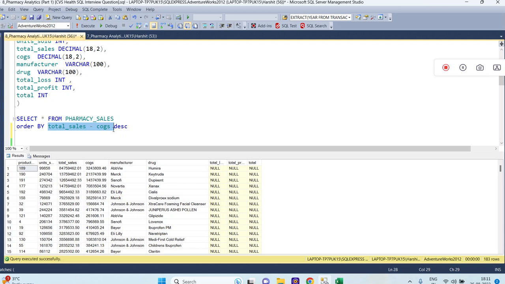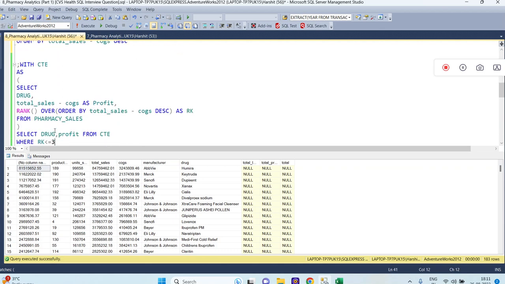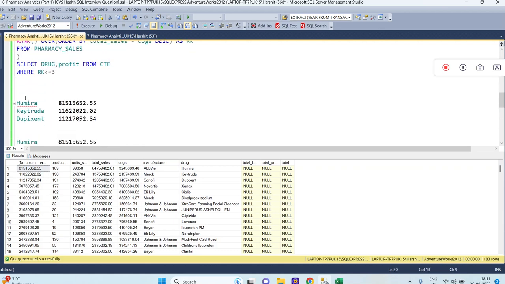And if I mention this over in the select part, then it is giving the same result, right? Which we are having over here. If you see these first three records, those are the top three most profitable drugs across the entire table. Now everything is clear in this question.